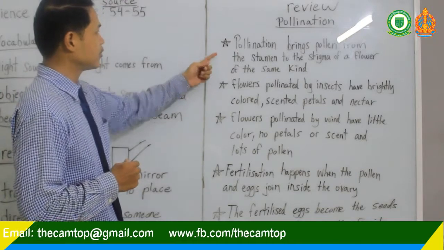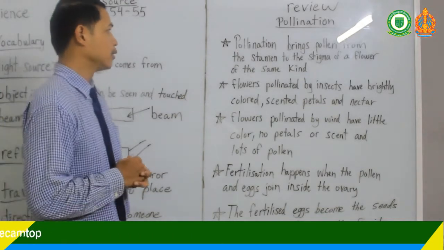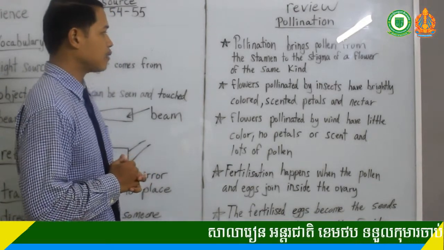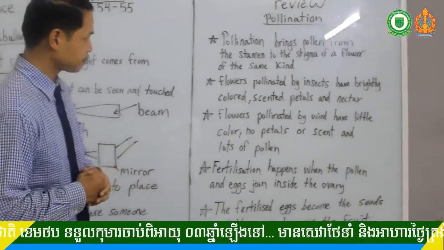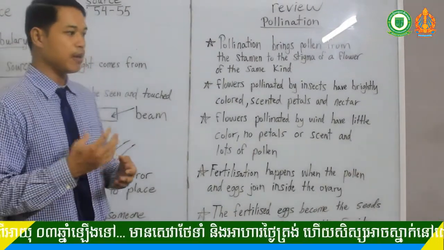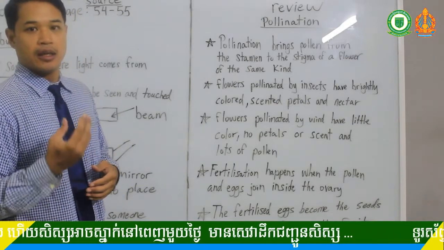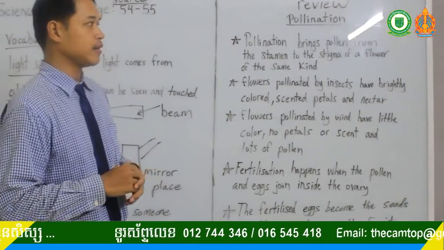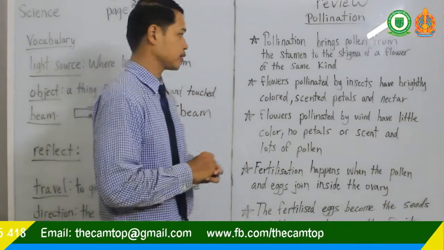Okay, so the first key point is pollination brings pollen from the stamen to the stigma of a flower of the same kind. Okay, so remember, pollination is when pollen moves into the stigma of a flower, and that can be done by wind or insect.